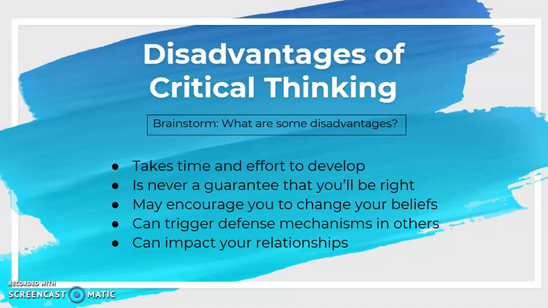It can also trigger defense mechanisms in your peer group or in your family. If you begin critically thinking and start changing the way that you engage with certain controversial topics in your life, you might find that your friends or your family don't always agree with your new thought process, and that can sometimes impact your relationships. So the best way to handle that really would be to encourage your friends and family to also be critical thinkers so that they can reassess their beliefs as well.